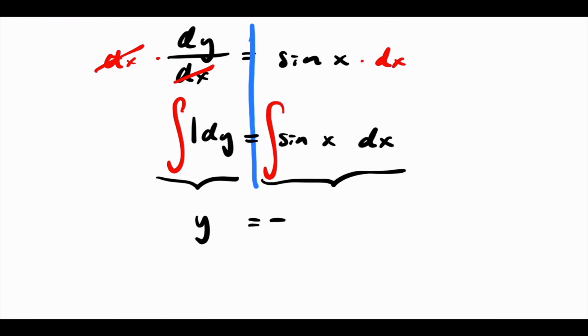It's negative cosine. So the antiderivative of sine is negative cosine. So we put negative cosine of x, and then we have to put a plus c since we have no bounds. Remember, if we have no bounds, we always put a plus c when we find the antiderivative. Okay?